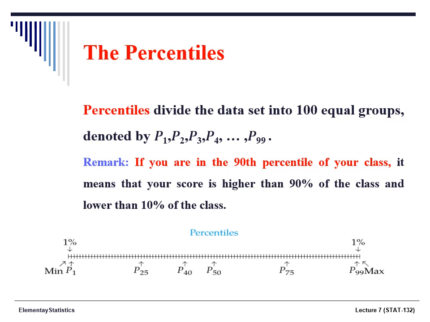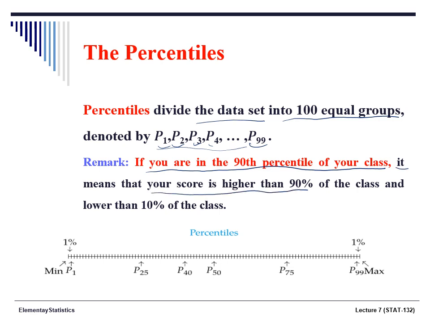So let's look at the percentiles now. The percentiles divide the data set into 100 equal groups, and these are denoted by P sub 1, P sub 2, P sub 3, up to P sub 99. Now, in some exams, they use the percentile, because they say you are in the 90th percentile. So if you're in the 90th percentile of your class, the math scores, it means that your score is higher than 90% of the class and lower than 10% of the class.